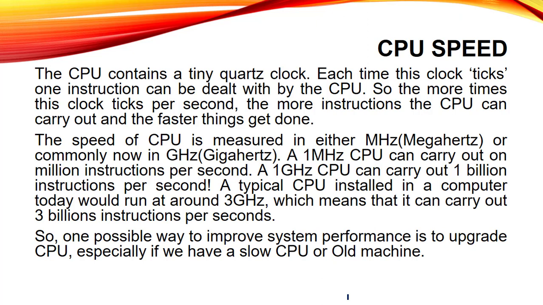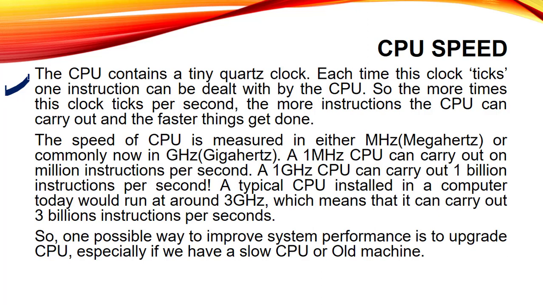Fine. So first read and then we will discuss why the CPU speed is important. The CPU contains a tiny quartz clock. Each time this clock ticks, one instruction can be dealt with by the CPU. So it means every time our CPU has to execute some instructions. So the more times the clock ticks per second, the more instructions the CPU can carry out. It means every second our CPU has to process some instructions. So the speed of the CPU is measured either in megahertz or in gigahertz.